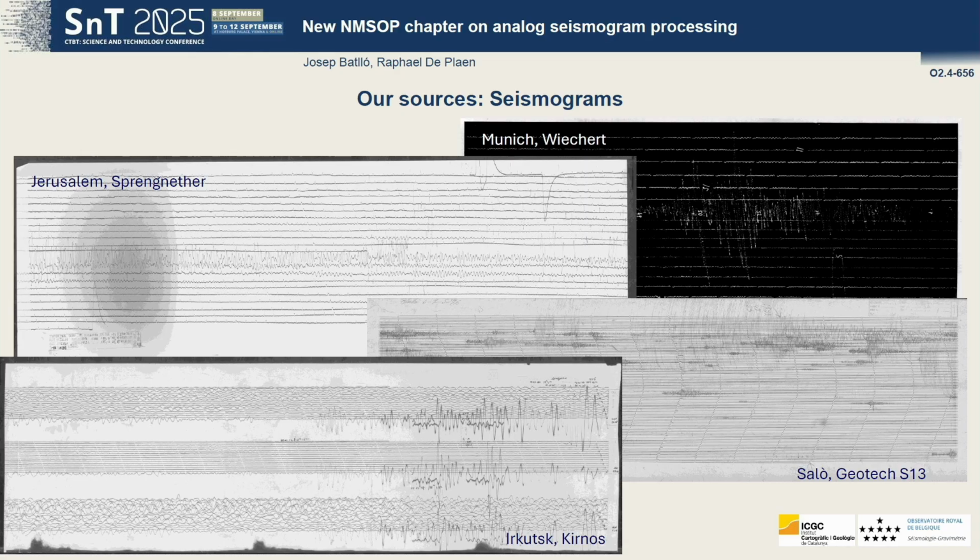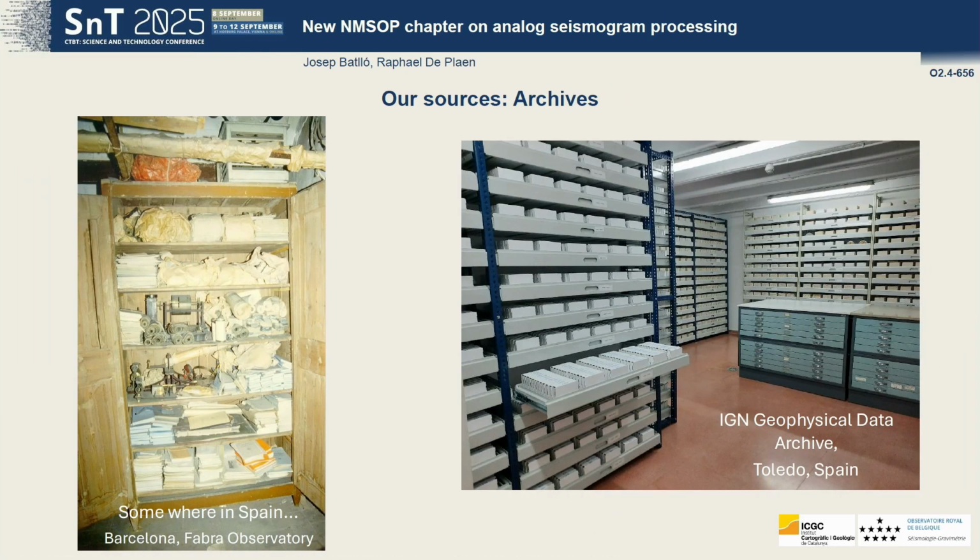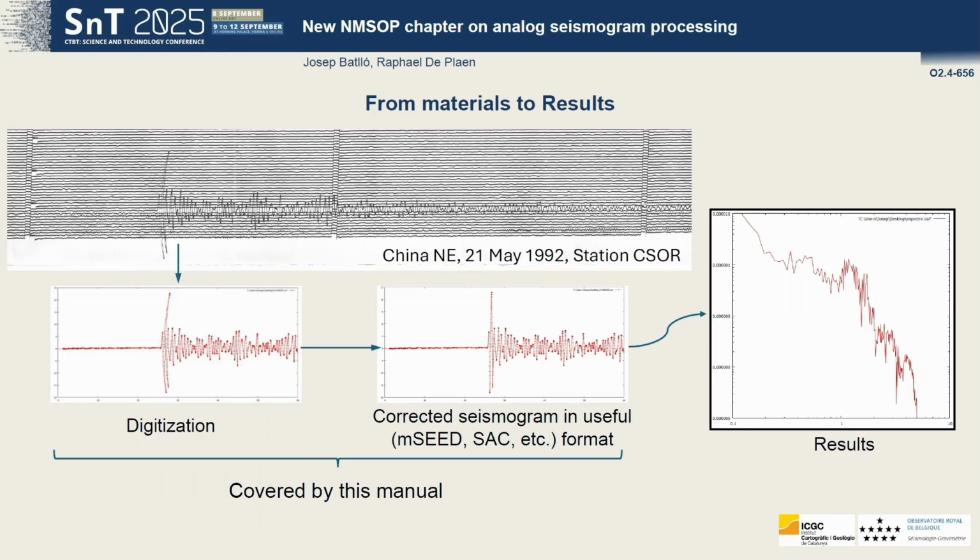For a student that has never seen this, it looks strange. For the older people here it doesn't, but for young people: what are these lines, these peaks, etc.? Well, these are the bases, and we find them in the archives of all observatories. I'm not commenting on this. The main idea is we have an analog seismogram here, a nuclear explosion from China in 1992.